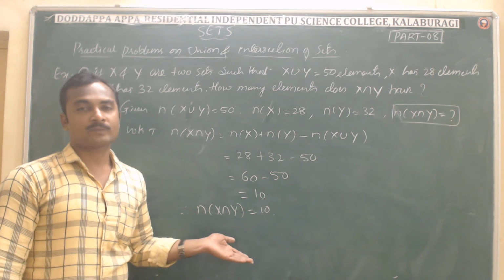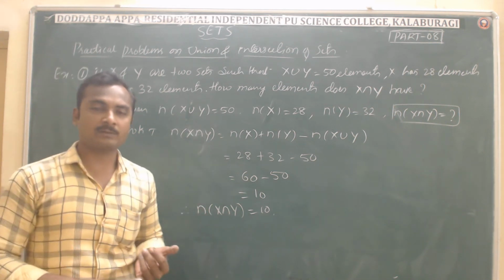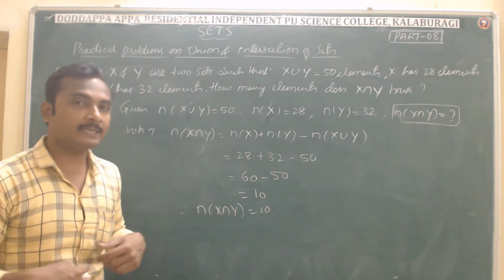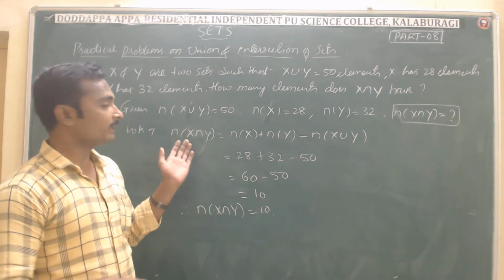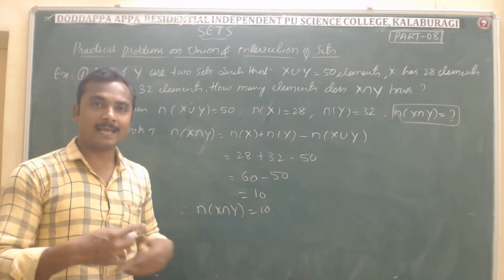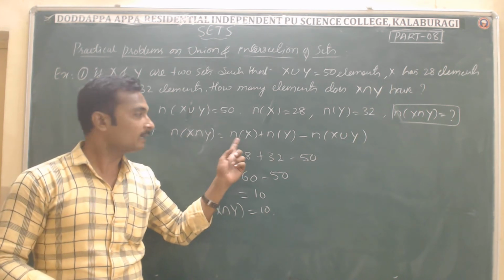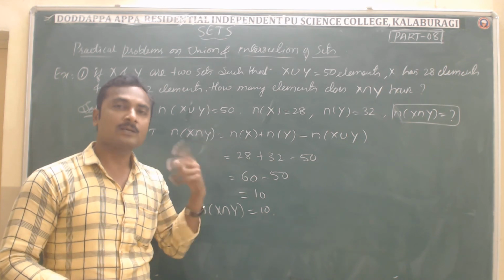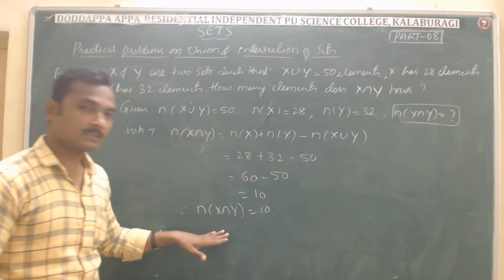So in this way, one has to use the formulas. What is the actual formula? n of A union B equals n of A plus n of B minus n of A intersection B. But I need the total number of elements of the intersection of two sets. I took the intersection to the left side and sent the union to the right side, adjusting as I want, so that I can find the required number of elements of particular sets. Note down this solution.